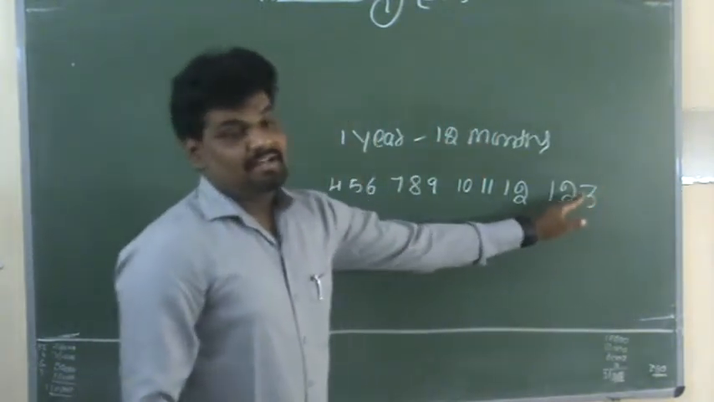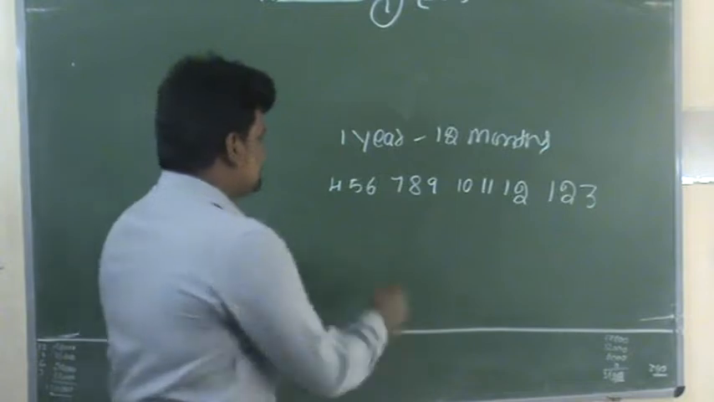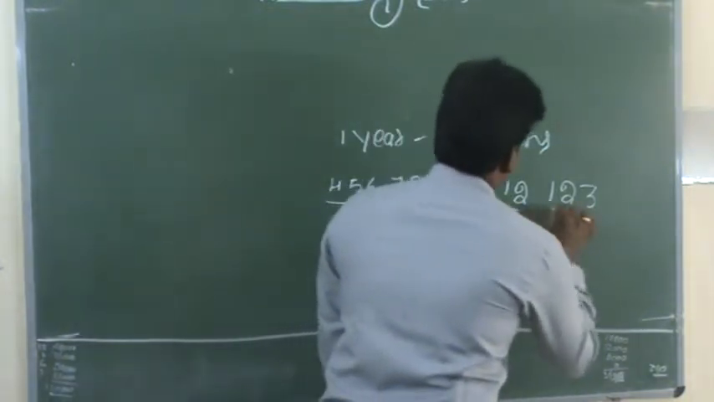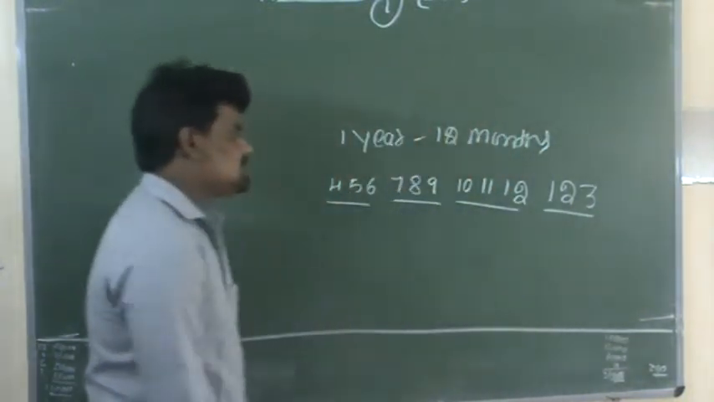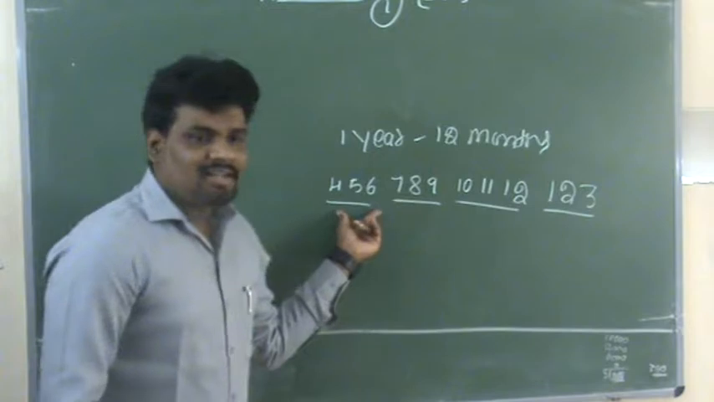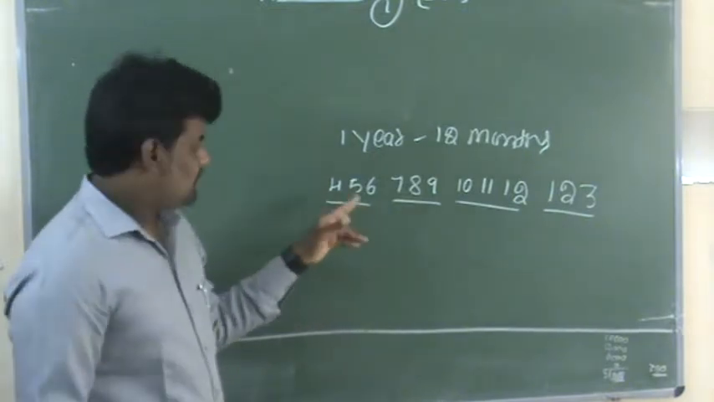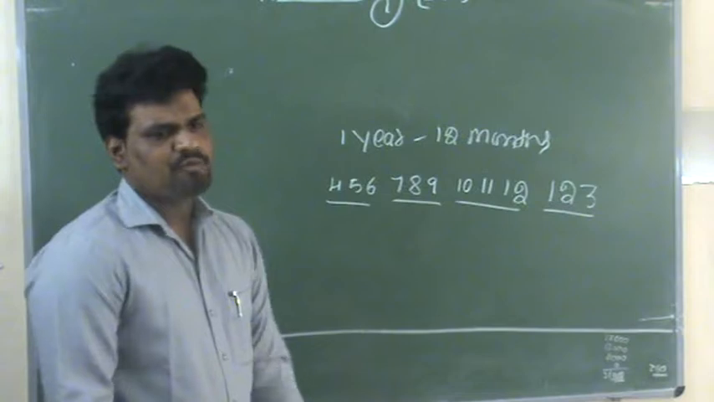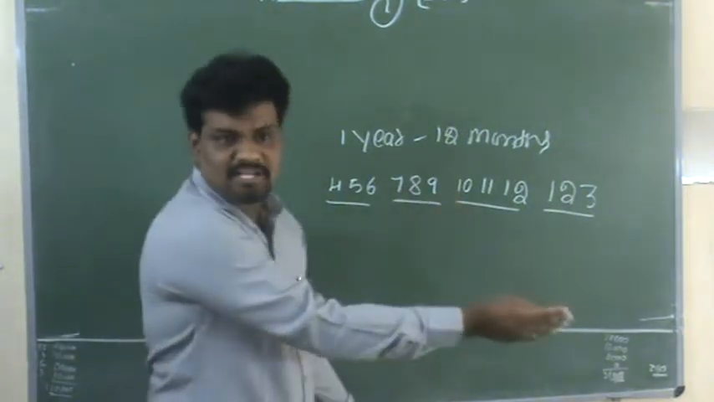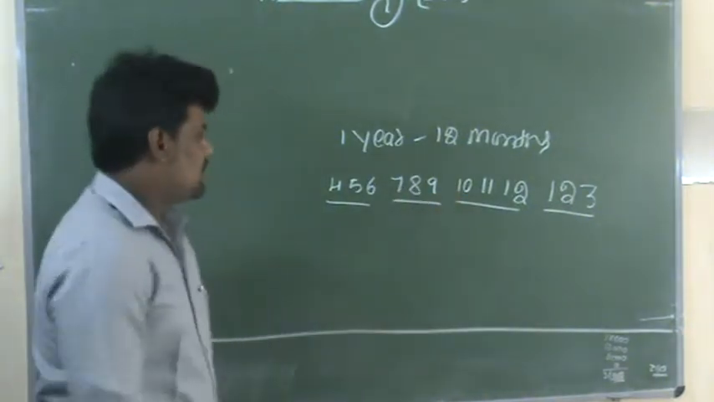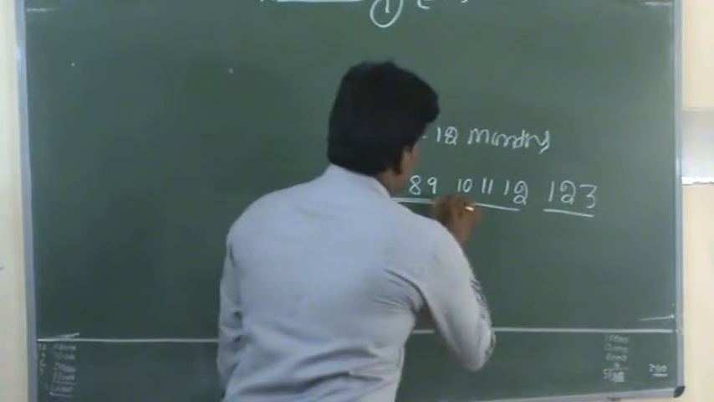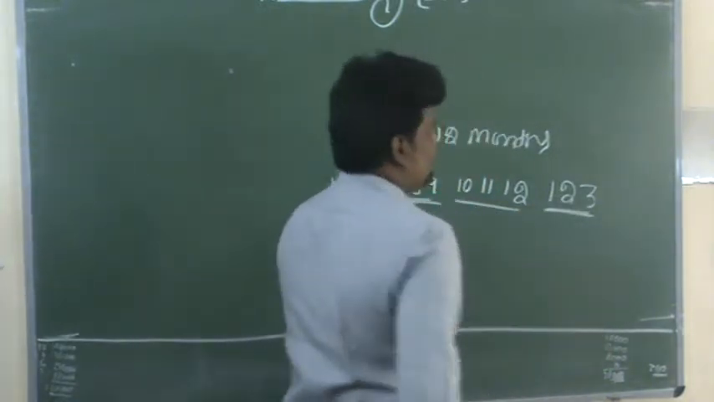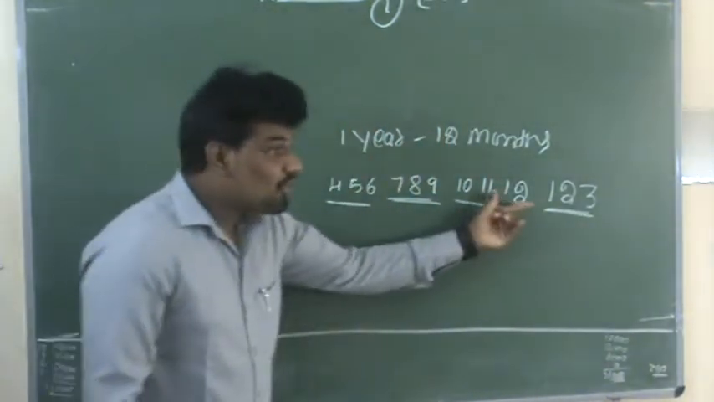So this is the total number of months in a year, 12 months. Here, 1 quarter equals 3 months. Half year means 6 months, and a year means the full 12 months. So 3 months equal 1 quarter, and 1 year equals 4 quarters.